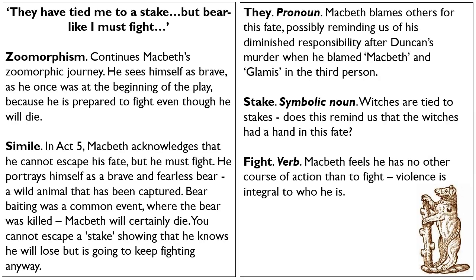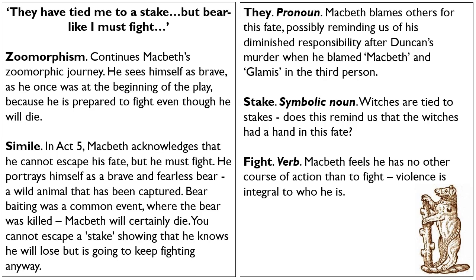Finally, in Act 5, we see "they have tied me to a stake, but bear-like I must fight." Again, we're going to reference the zoomorphic nature of this. He sees himself as brave in this quote, as he was once seen at the start of the play, because he's prepared to fight even though he's going to die. Again, bravery has no morality, so even though he's been a tyrant at this point, he sees himself as brave for still fighting. Now, this is a simile, so "bear-like" is a simile. Macbeth acknowledges he cannot escape, but even so he must fight.